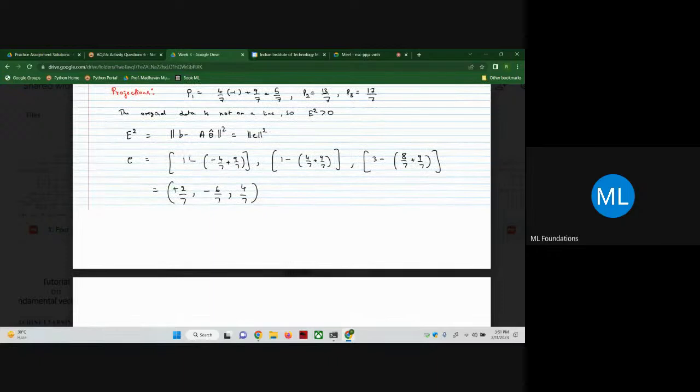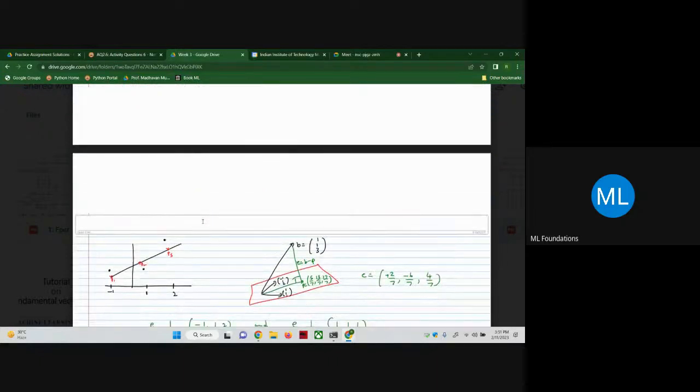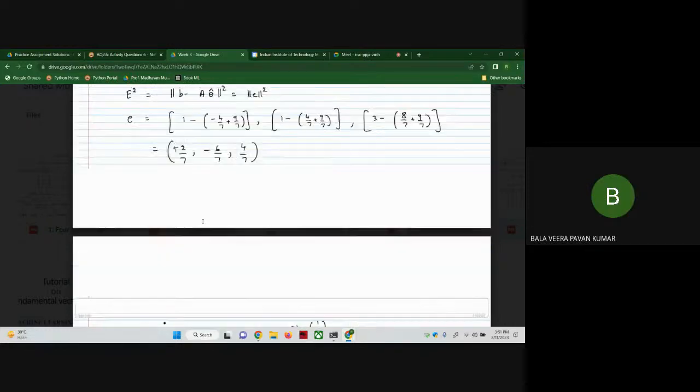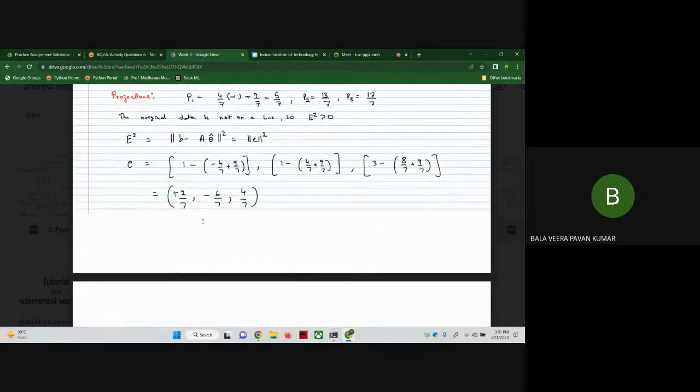So capital E and small e, what is the difference? This one here.